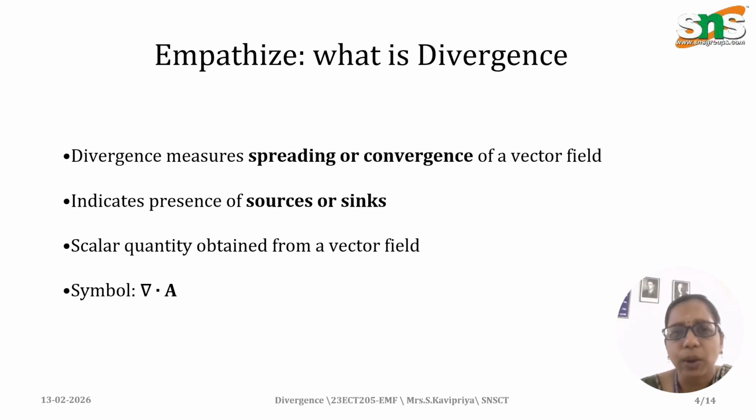Divergence measures the spreading or convergence of a vector field. It indicates whether a particular vector field is a source or sink based on the spreading and the convergence. When we apply divergence to a vector field, we get the output as a scalar. It is represented as del dot, and here the vector is taken as A, so it is represented as del dot A.